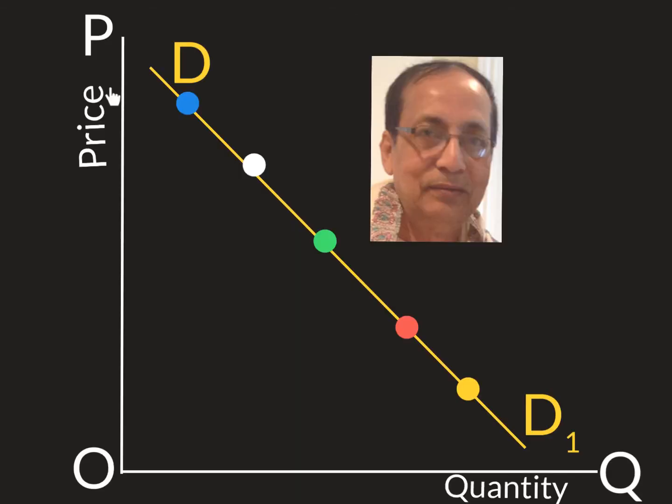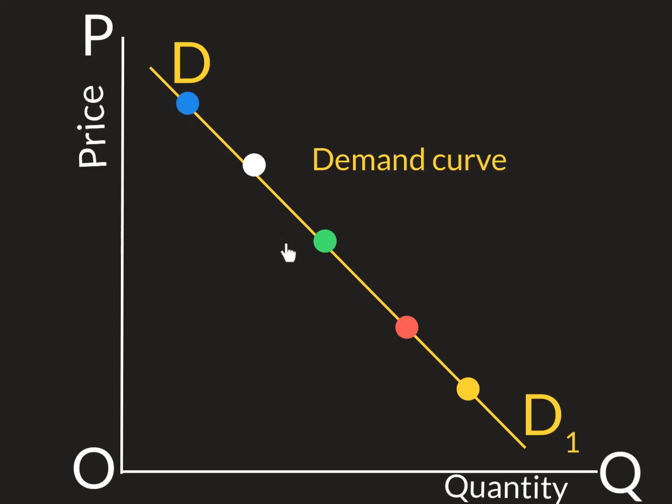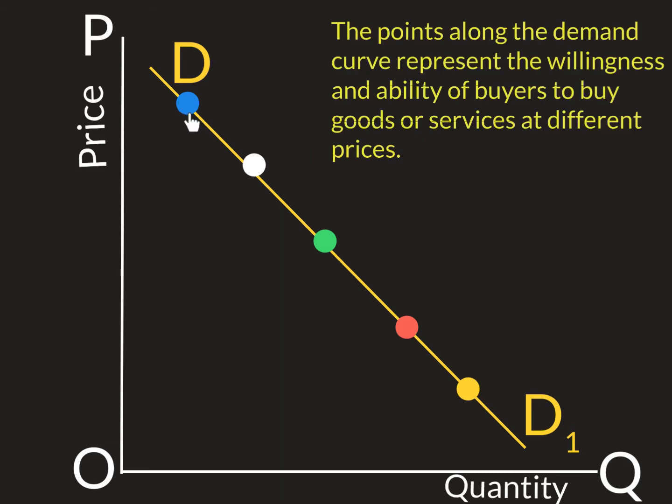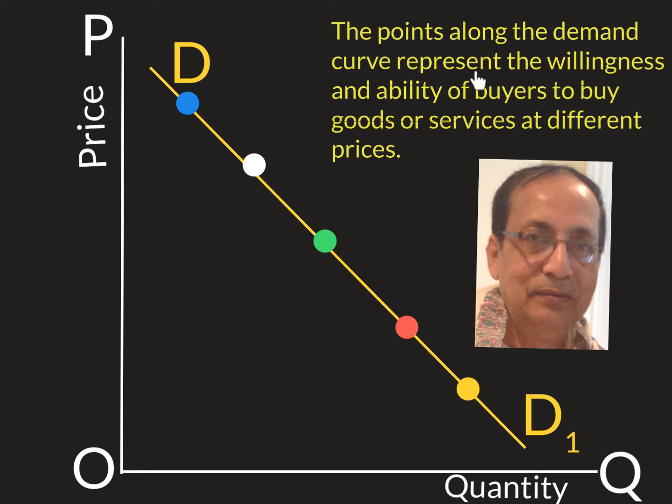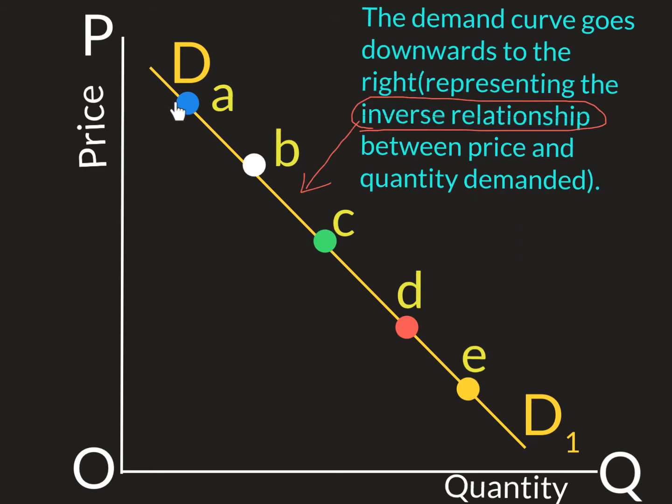The vertical axis measures price. The horizontal axis measures quantity of a good or service. D1 is the downward sloping demand curve. The points along this demand curve represent the willingness and ability of buyers to buy goods or services at different prices. Here, there is the inverse relationship between price and quantity demanded.